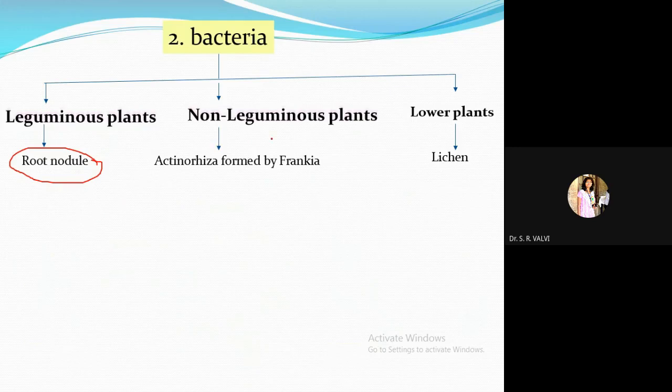In case of non-leguminous plants, actinorrhiza formed by the Frankia is the site for nitrogen fixation, right? And in case of lower plants, lichen is the part where nitrogen fixation takes place. So these are the sites, right?